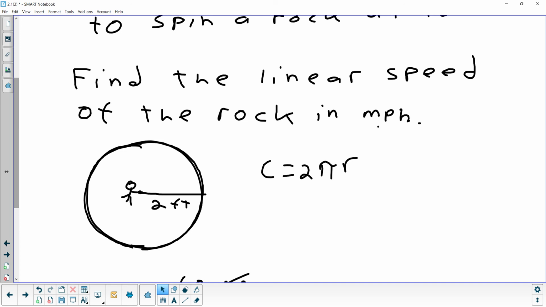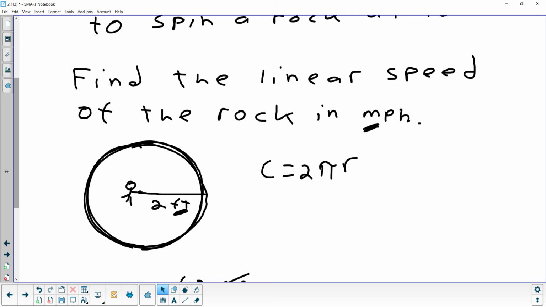I can't go quite to miles yet because the problem has feet. But if I can at least get to feet, then changing feet to miles is easy. You just have to use a conversion. So what I'm going to try to do is figure out the circumference of this circle. Once I know that, that'll tell me how many feet are in 1 revolution.